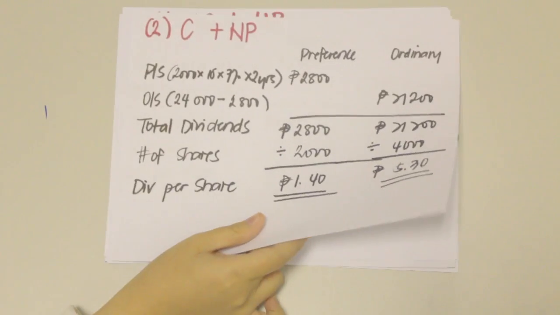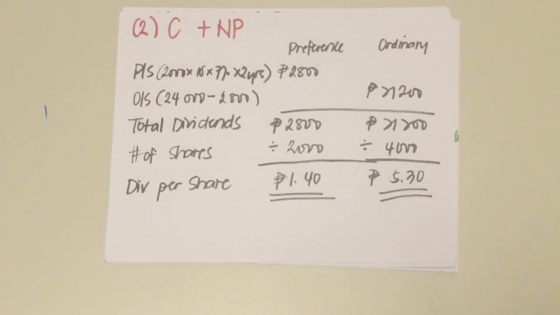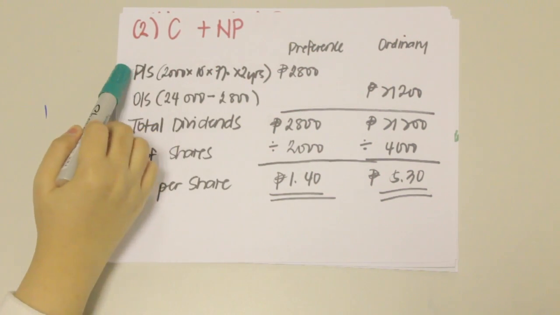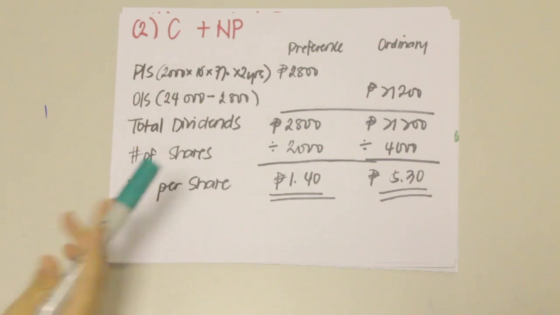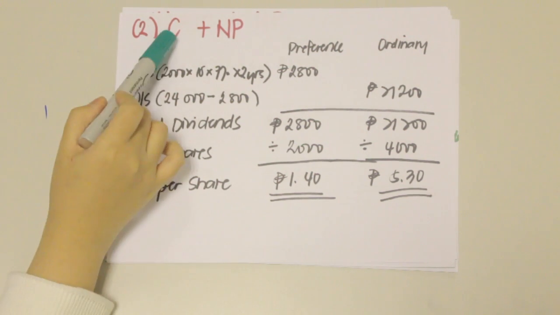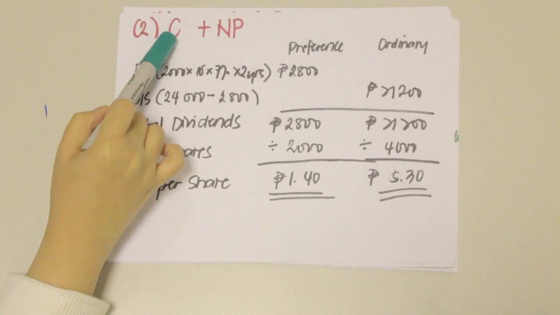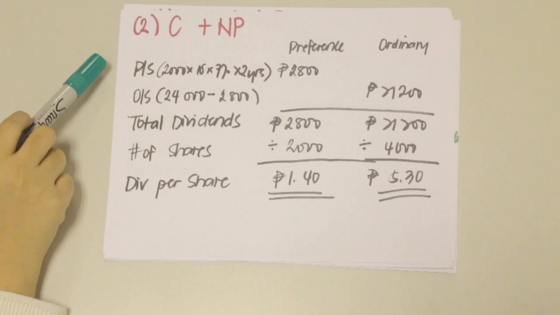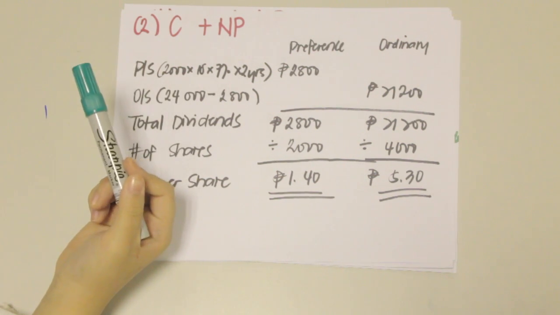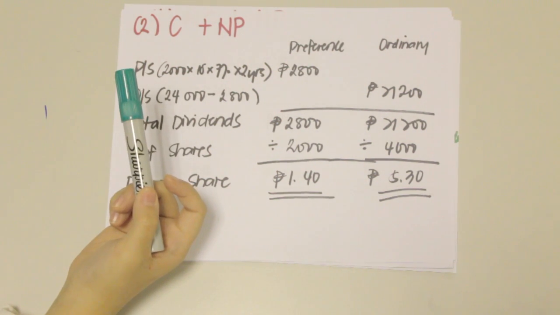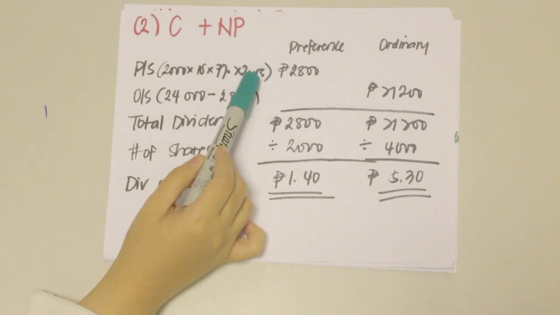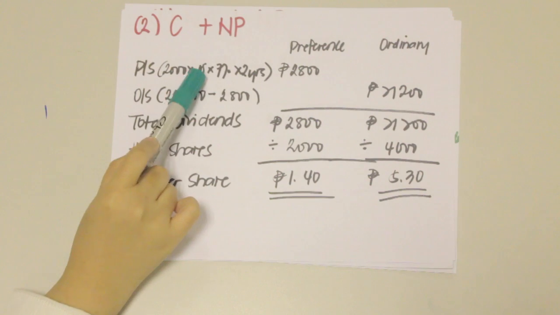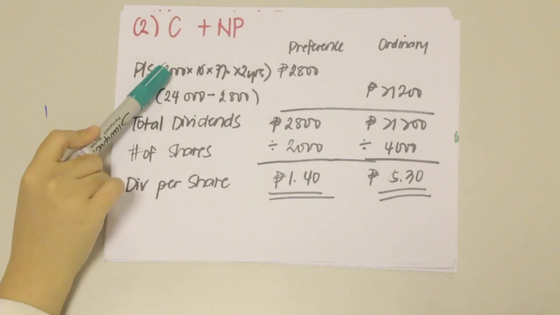The next scenario is when your preference shares are cumulative and non-participating. First, again, you need to provide for the dividends of the preference shares. Since it's cumulative, it's entitled to dividends in arrears. And as the problem states, dividends last year was not declared. So this means that there's 1 year in arrears and you need to add the current year. So that's 2 years multiplied by 7%, multiplied by 10 peso par value, and multiplied by 2,000 outstanding shares.